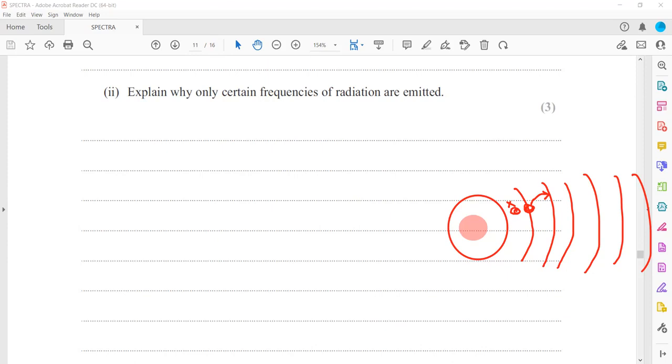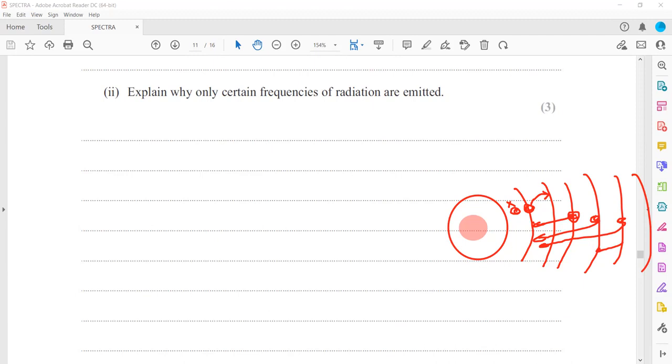So when you write the answer, you will mention that electrons exist in certain or specific energy levels, and only certain energy changes are possible. For example, if an electron jumps from the fourth shell, or from the fifth shell, to the first, specific energies can be emitted, not all energies. And the energy which is emitted depends on the frequency or the wavelength of the radiation.